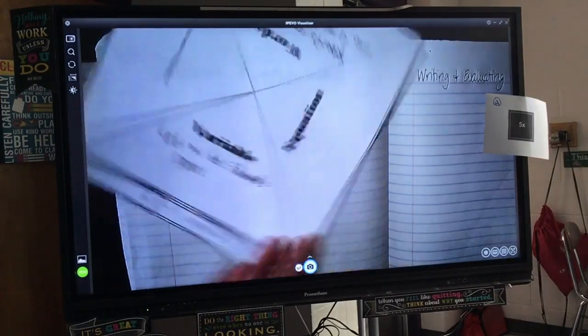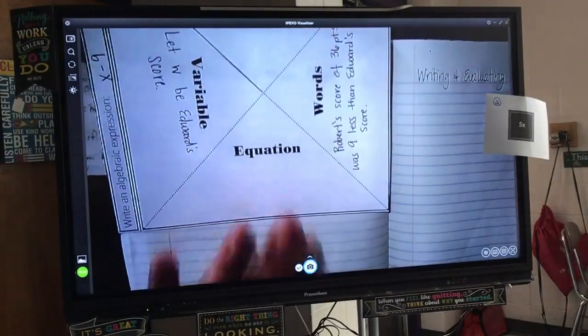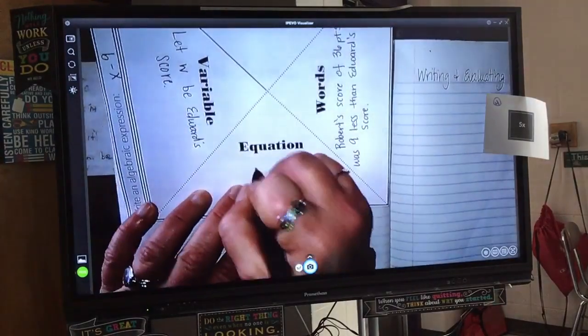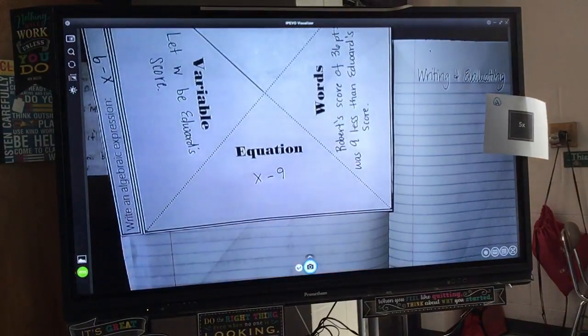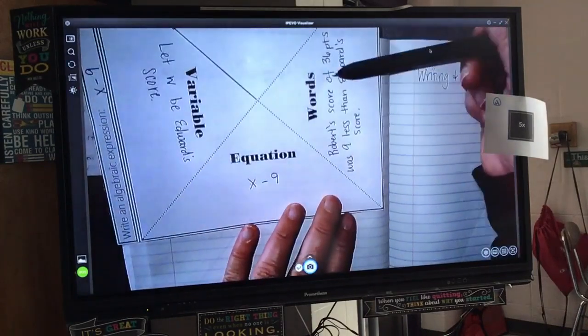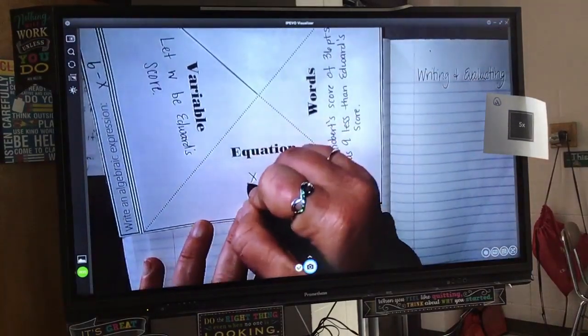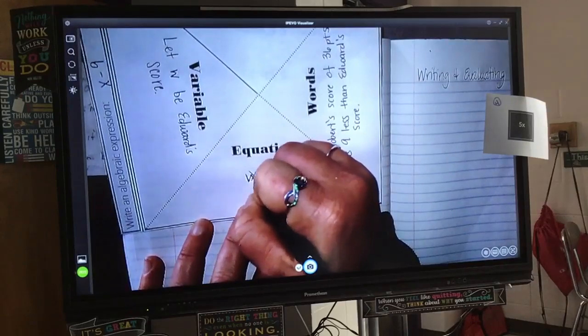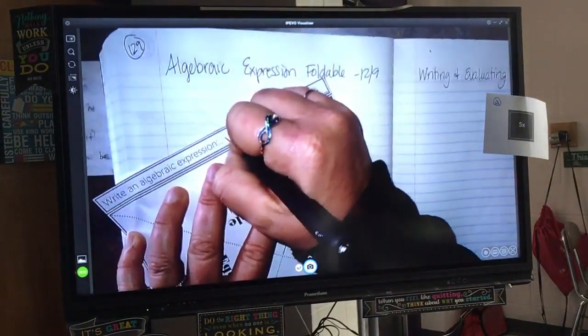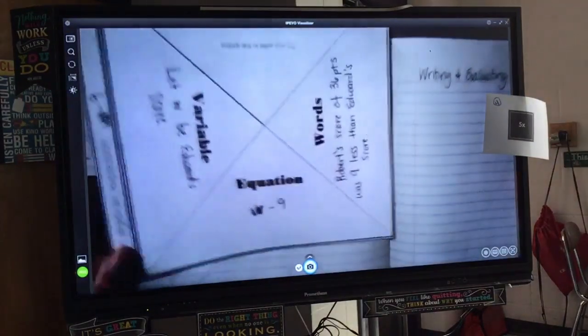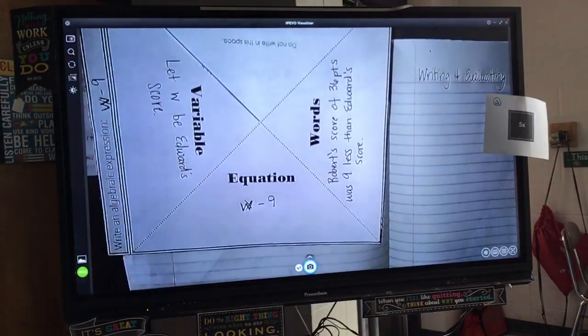And then our equation. So our expression was this, right? X minus 9. But we want to make it an equation now. So with this information over here, sorry, we're going to write W, my fault, because we changed it. So we're going to change this to a W. Sorry guys, that's why y'all use pencils. All right, so W minus 9.